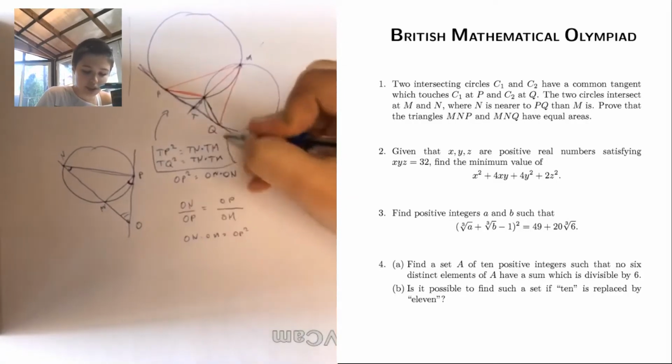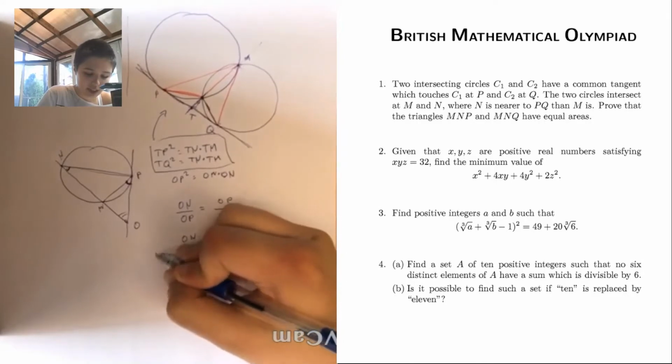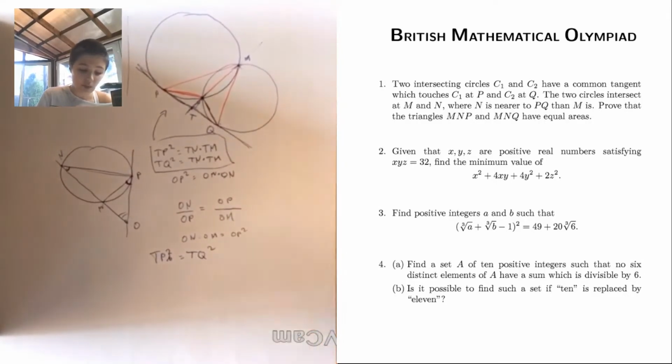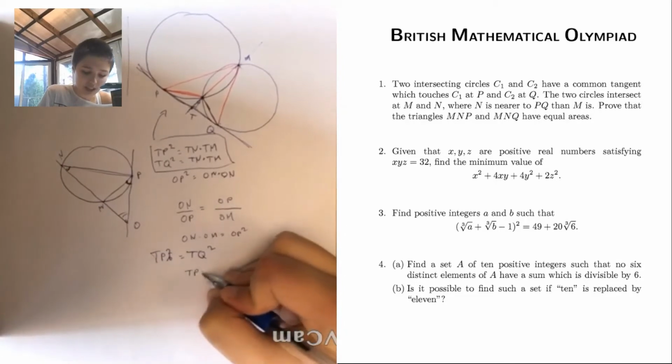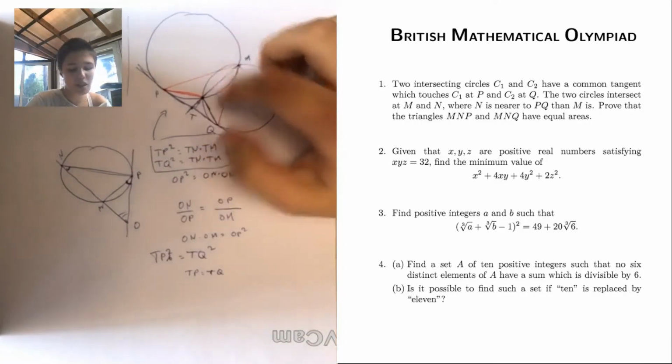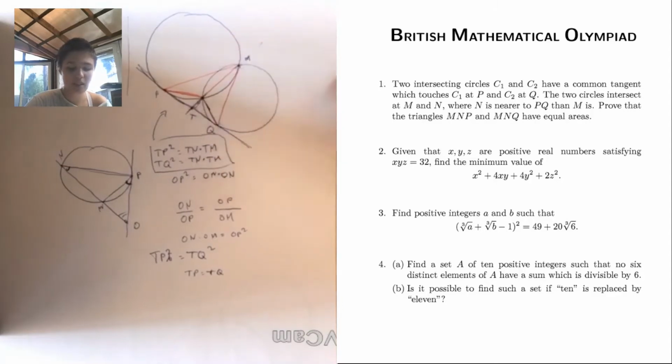And from this equality we get that TP squared is equal to TQ squared, and because both lengths are positive, TP equals TQ. So we proved that TP equals TQ, and from reasoning that I showed earlier, we've also proven that the areas of the big triangles are equal, the areas of the small triangles are equal, and so the areas of the red triangles will also be equal.